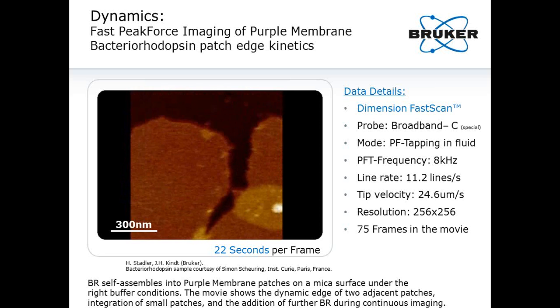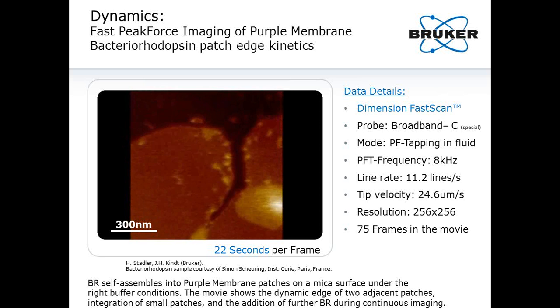We can see that a lot of insights about the behavior of nanoscale samples, which is not apparent in still images, can be obtained from a time sequence.